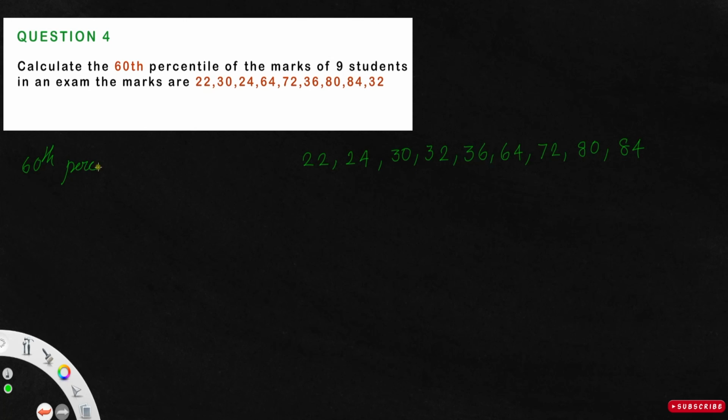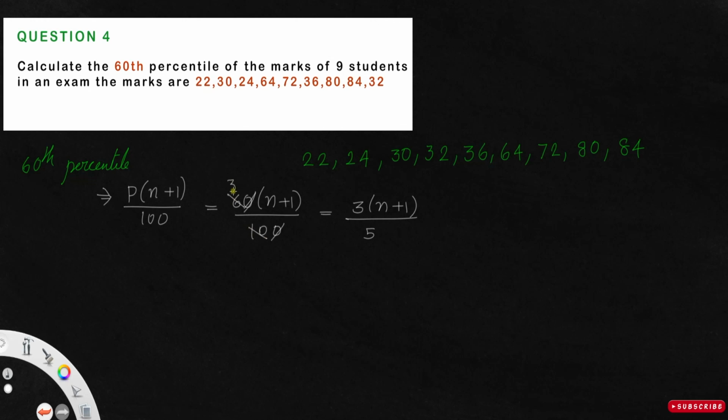Now we need to find the 60th percentile. So what's the formula? Like we discussed, we have p into n plus 1 divided by 100. So p is equal to 60. 60 into n plus 1 divided by 100. I can cancel this 0. So in 6, 2 will be 3 times. 3 into n plus 1. In 10, it will be 5 times. Cancelling both the terms with 2, here it will be 3 and 5.